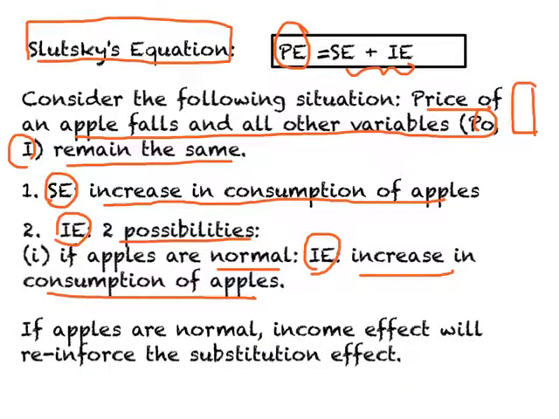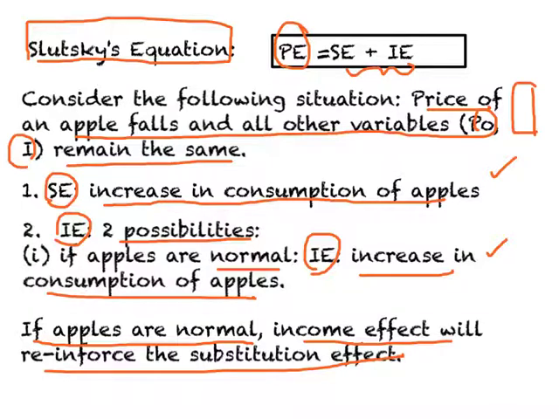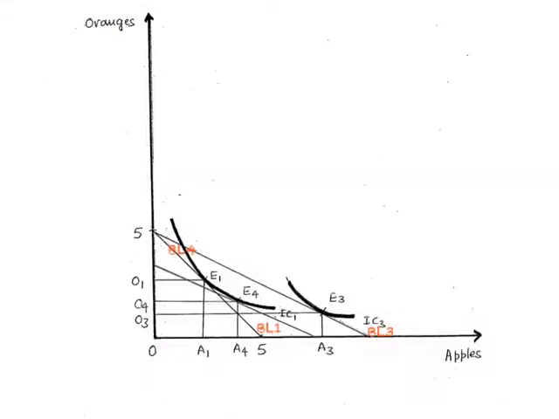Now, what will be the total effect on consumption of apples in this situation? If apples are normal, income effect will reinforce the substitution effect. And why do we say this? Because substitution effect tells us an increase in consumption of apples, and if apples happen to be a normal good, income effect also tells us an increase in consumption of apples. So what will be the price effect in this case? It will be an increase in consumption of apples.